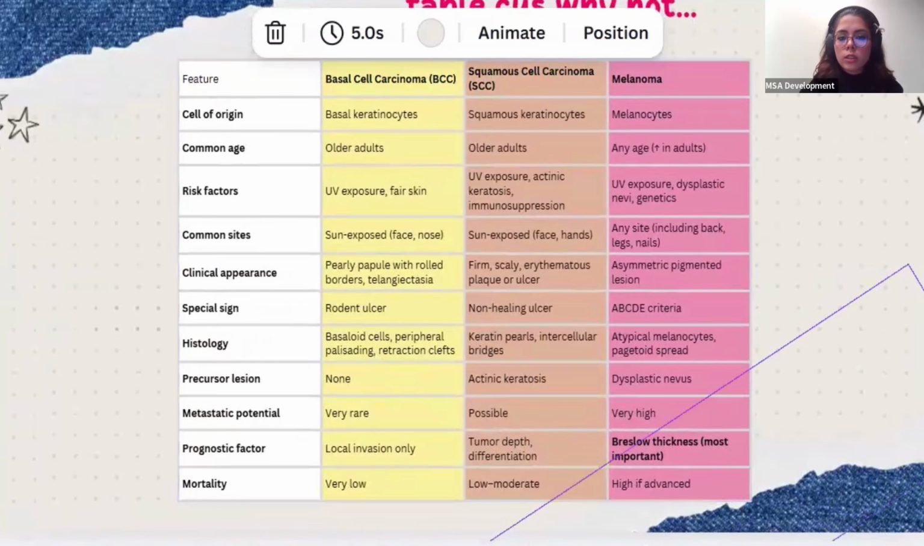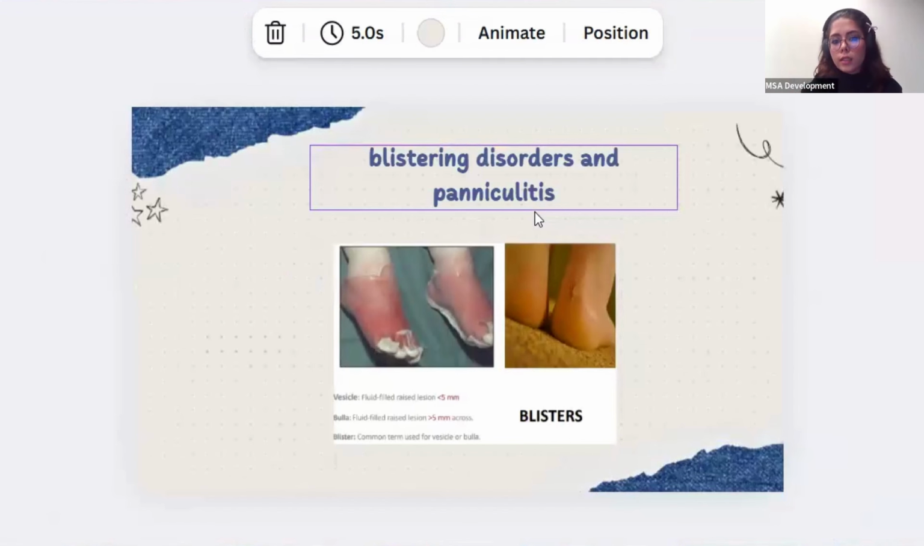This is the histology. If you want to learn about the histology, I don't think it's important. Just know the histo slides belong to this or that.